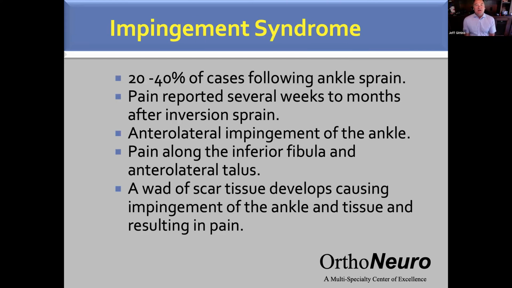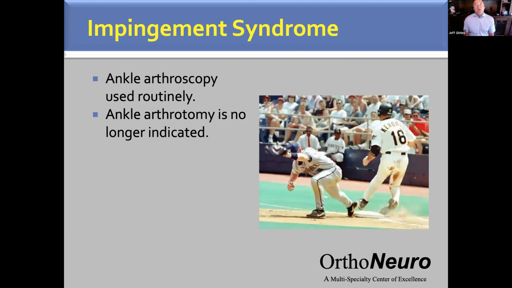With impingement syndrome, it's 20 to 40% of cases following an ankle sprain. The pain is reported several weeks to months after inversion spraining. There's anterolateral impingement of the ankle, where basically the patient develops scar tissue within the ankle joint. That scar tissue is bigger and thicker in the joint space, and now it impinges or gets stuck in the ankle joint, causing pain and discomfort, usually with range of motion. There's pain along the inferior fibular bone and the anterolateral talus and the lateral gutter. And once again, it's usually a wad of scar tissue which is causing the pain. Impingement syndrome can be treated by ankle arthroscopy, and ankle arthrotomy is no longer needed.